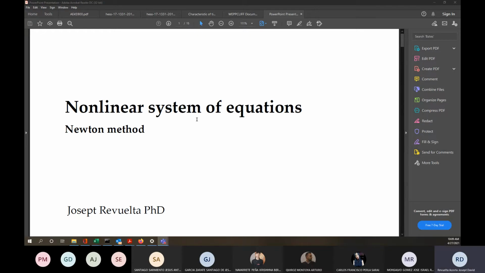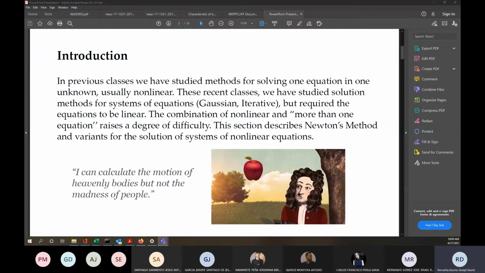So in this case, we're going to remember something about the other classes. In previous classes, we studied methods for solving one equation, or one system of equations, and one unknown. Usually these equations, remember in the exercises, were nonlinear. However, for these classes, we only studied what? Linear systems of equations by the Gaussian elimination. And they require to be linear. So that's a limitation of the Gaussian elimination. However, we will be using Gaussian elimination again because once we understand the Newton method, we'll see that we can adapt the method to solve this type of system.